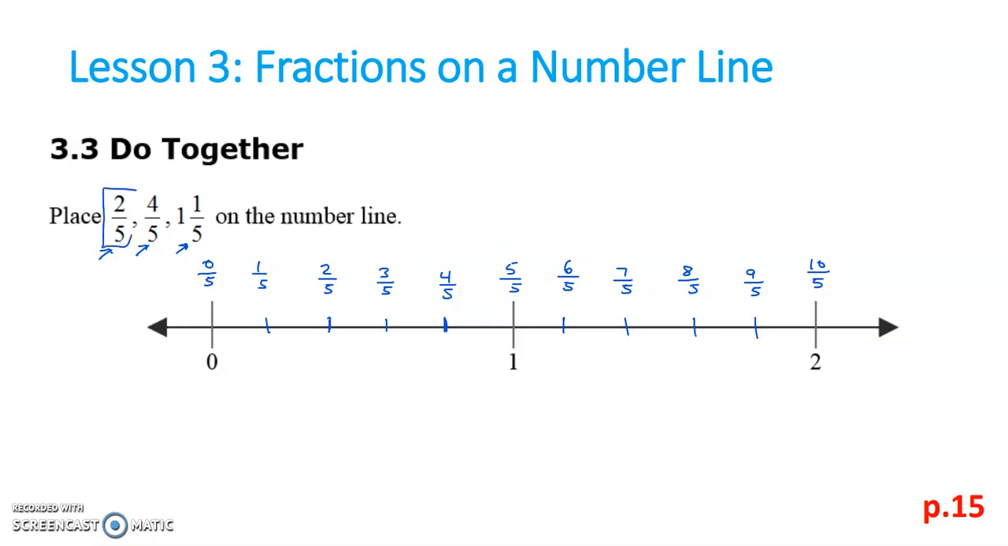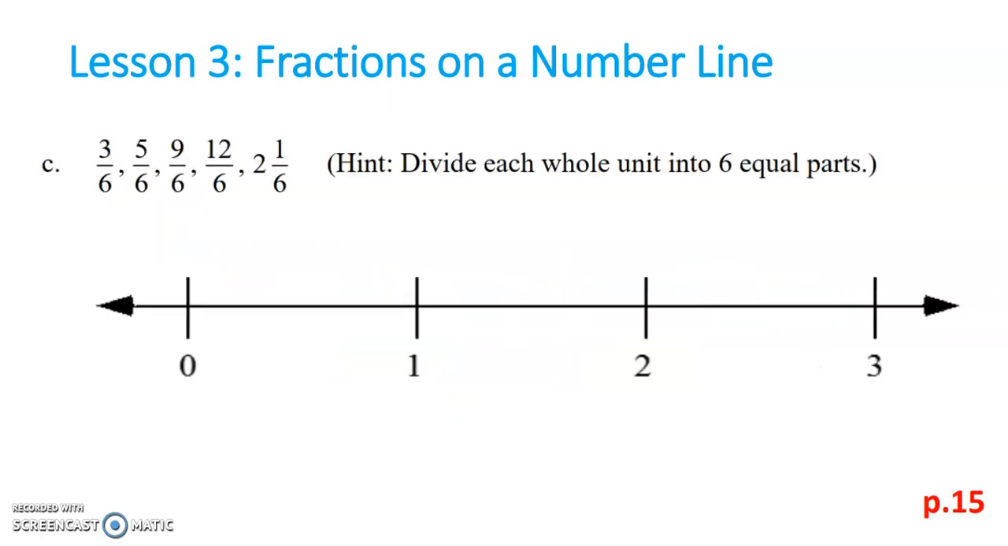Now we're going to place 2 fifths on the line, so we're just going to put a dot at that location, and then we label it with an arrow, usually writing 2 fifths. 4 fifths, we place a dot in that position, we arrow and label 4 fifths. And then 1 1/5 means we begin at the first whole number, 1, and we go to the first position of the fraction, which is the same as 6 fifths. So 1 1/5 is the same as 6 fifths, and so we will label it there.